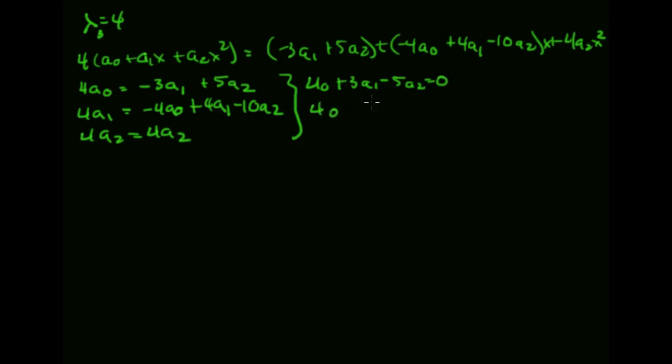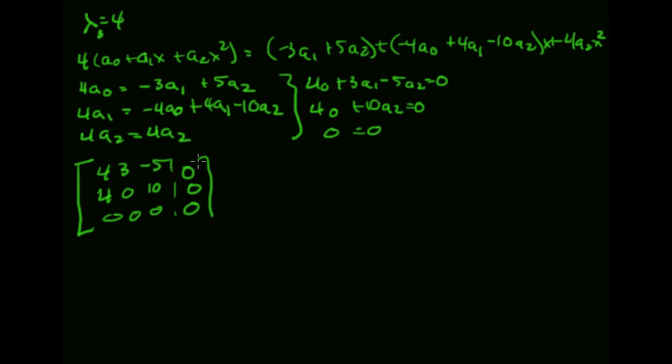4a0 plus 10a2 is 0, and 0 is 0. All right, so let's build the matrix. This is going to be 4, 3, negative 5, 0, 4, 0, 10, 0, 0, 0, 0, 0. We do Gauss-Jordan, and we get 1, 0, 5 halves, 0, 0, 1, negative 5, 0, and zeros across the bottom.